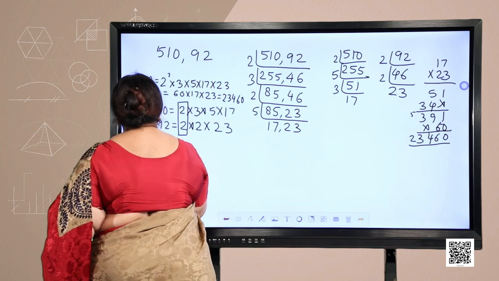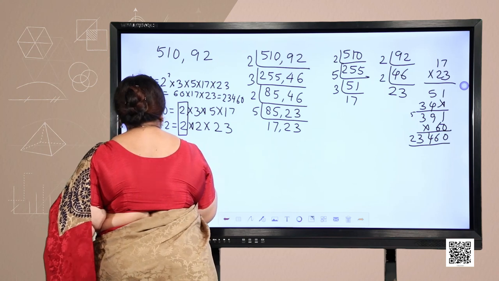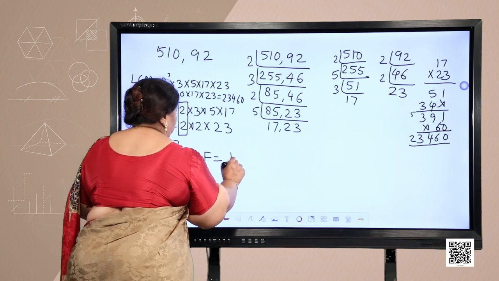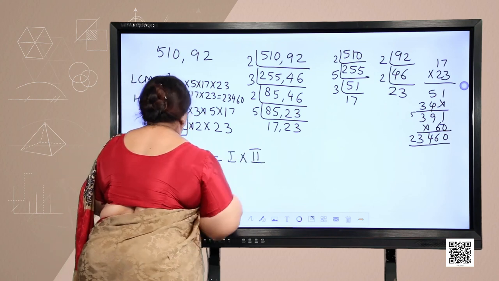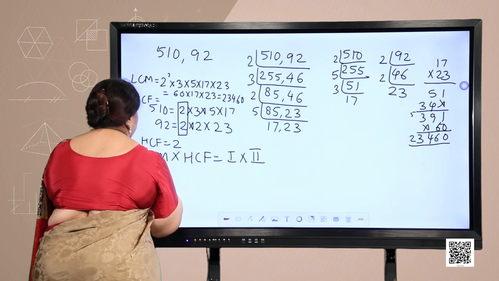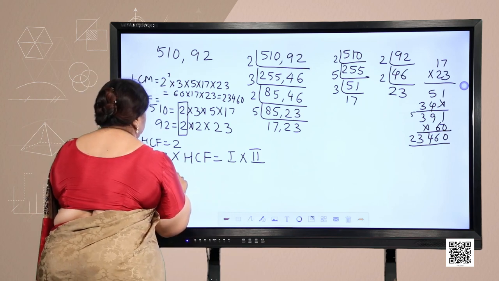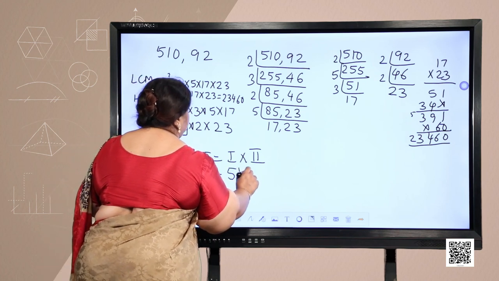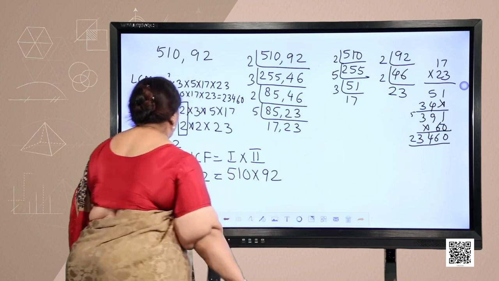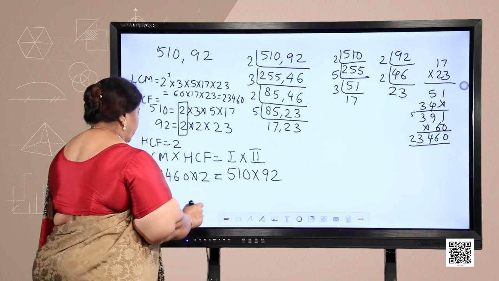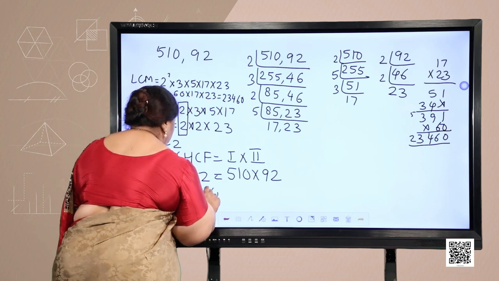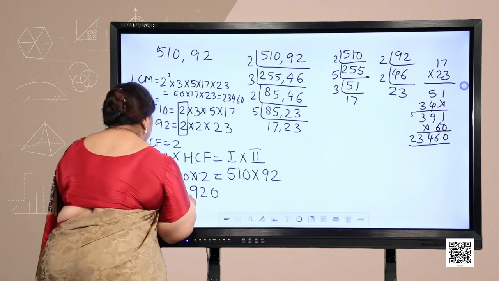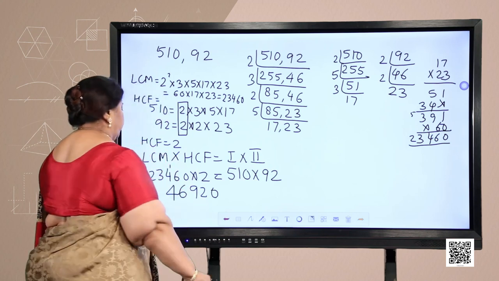23,460. Let us verify the result, which says LCM into HCF is equal to product of two numbers. So, LCM is 23,460. 23,460 multiplied by 2 will be equal to 510 into 92. We need to verify LHS is equal to RHS. Let us multiply by 2, 2 6s are 12, 2 4s are 8 plus 1 9, 2 3s are 6 and 2 2s are 4.